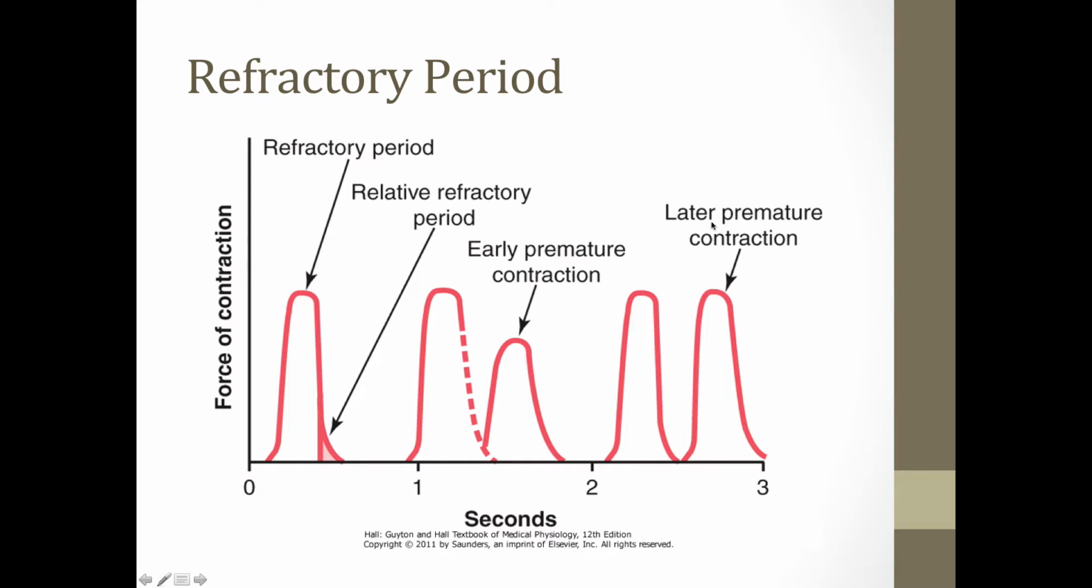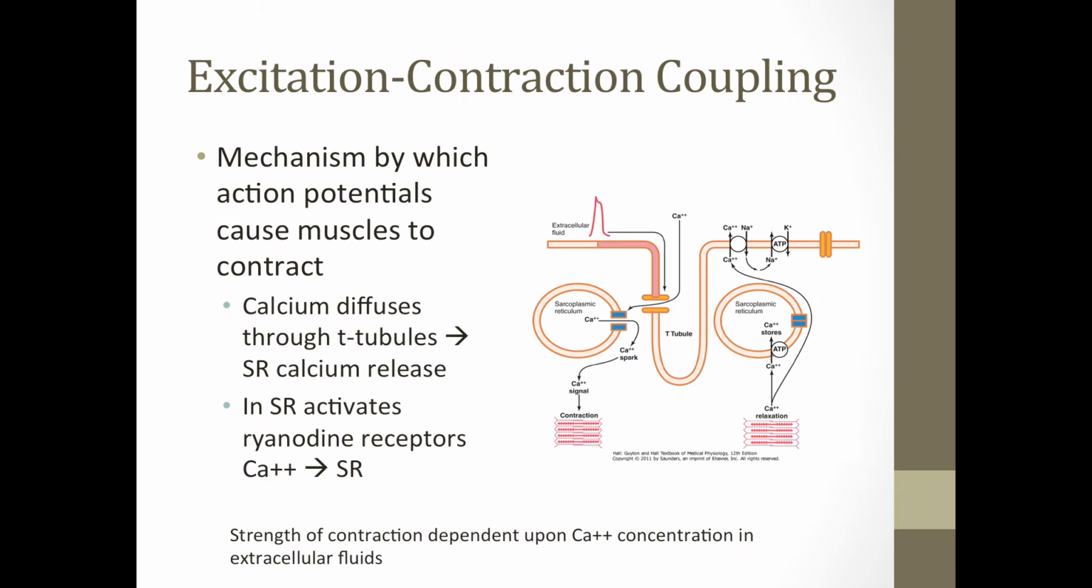There's later premature contractions, which don't really happen during the relative period. It's just still way too soon. The less time for filling you have, the lower the stroke volume. The lower the stroke volume, the more the heart rate will have to increase to sustain systemic pressure.